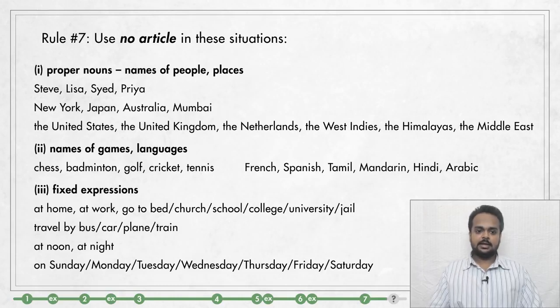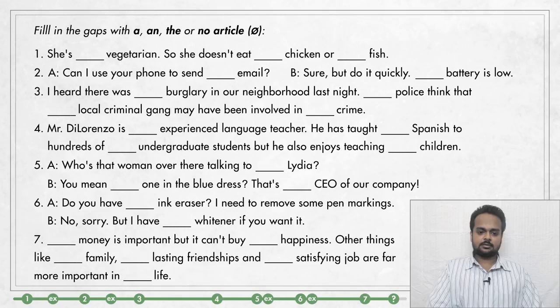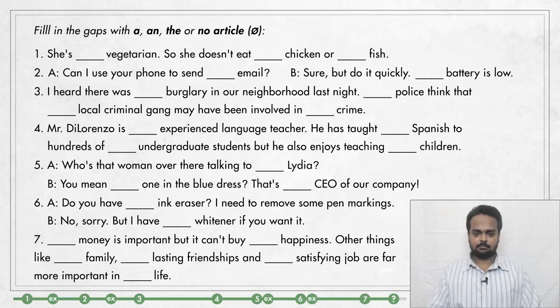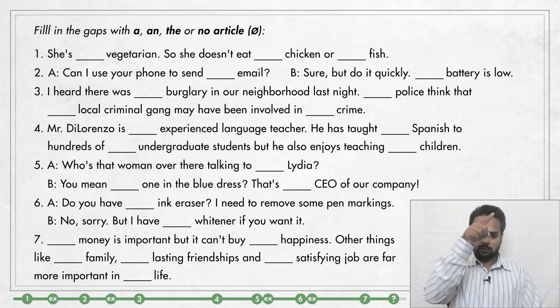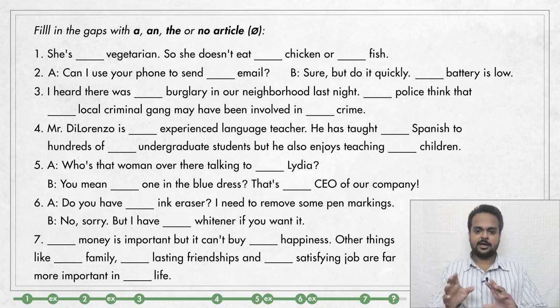All right, if you're ready, now it's time for a quiz to see if you can use articles correctly. On the screen, you see some sentences with blanks in them. In each blank, I want you to put a, an, the, or no article. That symbol, the zero with a line through it, is just to say no article. Okay, stop the video, try the exercise, then play the video again and check.